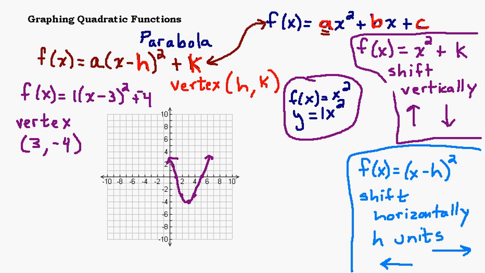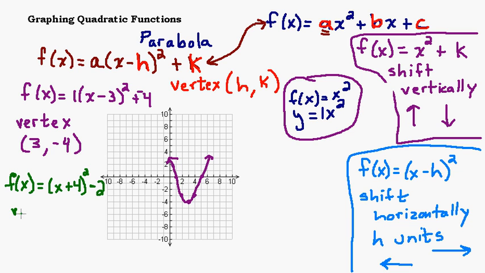Let's do one more, and I'll give you one and maybe pause the video and see if you can draw a quick graph of it. Let's do f of x equals (x plus 4) squared minus 2. So go ahead and pause the video and sketch a graph and start it when you're ready.